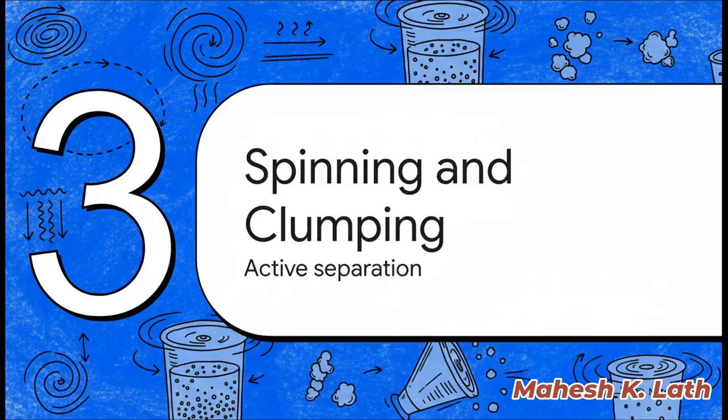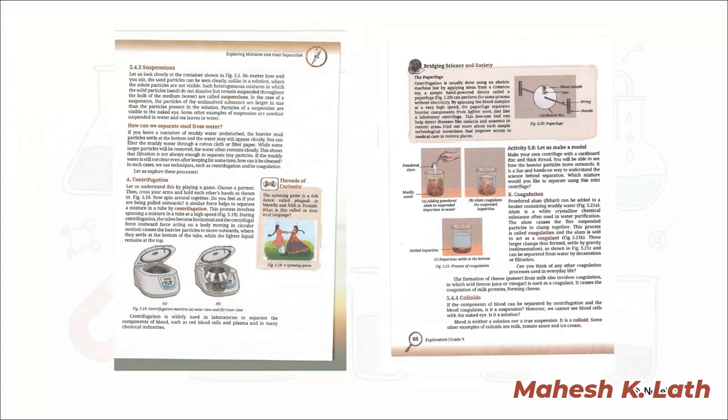All right, Section 3, spinning and clumping. Time to look at some active separation techniques. Heat and gravity are great passive tools, sure, but sometimes particles are just ridiculously stubborn. When you have a cloudy fluid with particles too tiny for filter paper to catch, you have to get active.